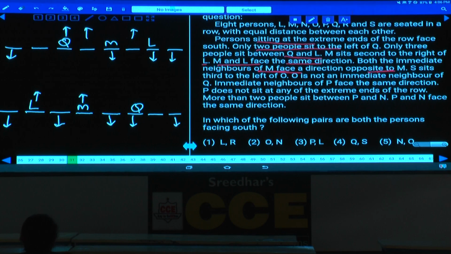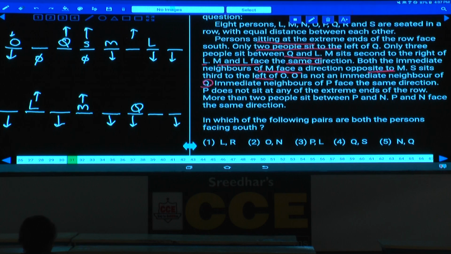S sits south to the left of O. S is seated south to the left of O, and O is not an immediate neighbor of Q. As O is not an immediate neighbor of Q, O cannot be in these 2 places. As O cannot be here, tell me whether O can be at this place or not. If O is here, then S sits south to the left of O. Then if O is here, then 1, 2, 3, S will be here. That is one possibility. Then what is the other possibility?